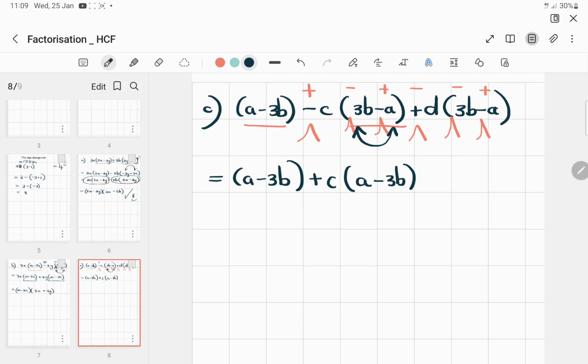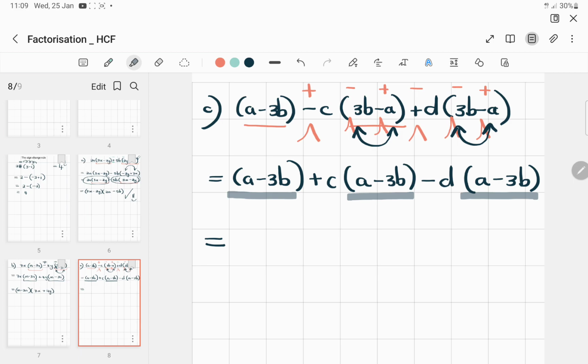Then the positive becomes a negative d. Swapping around as well, I'm going to first work with the negative a becomes a positive a. And the positive 3b becomes a negative 3b. And now you've got a common bracket. A minus 3b, a minus 3b, a minus 3b.